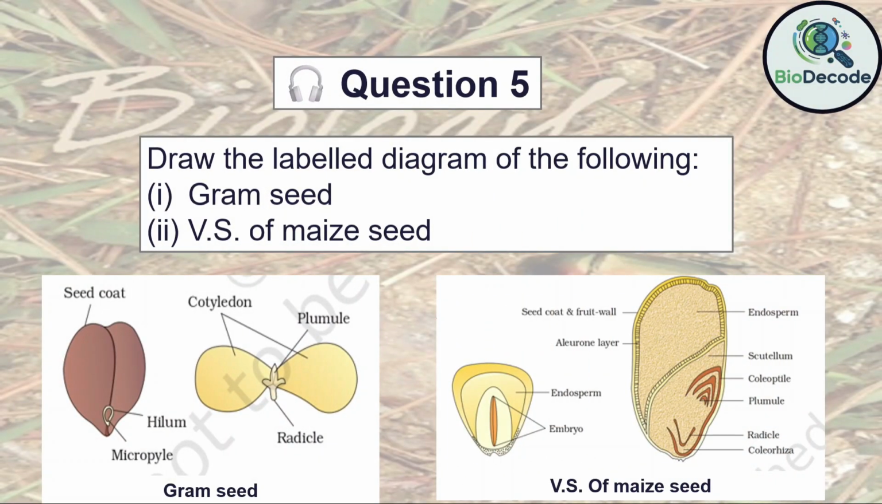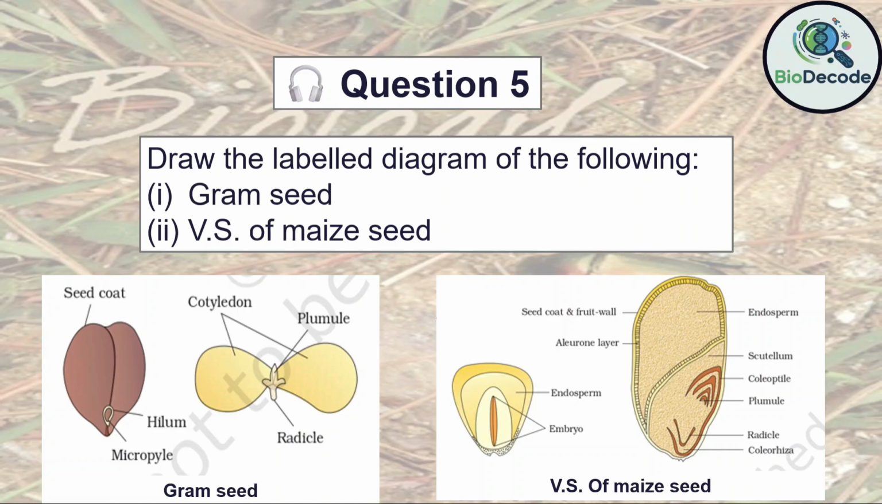Question 5. Draw the labeled diagram of a gram seed and VS of maize seed. Answer. Gram seed, dicot, shows two cotyledons, an embryo axis comprising the radicle and plumule, and a seed coat. The cotyledons store food that nourishes the developing seedling.